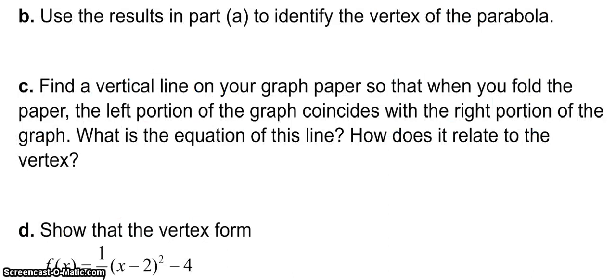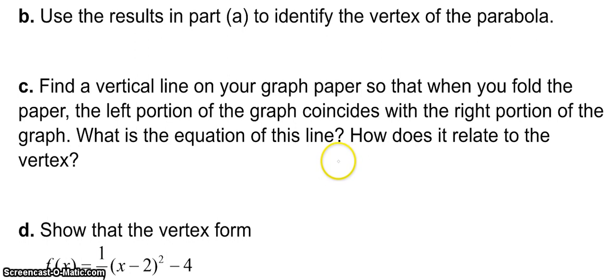Okay, hold on. Now we want to use the results of what we just did in part A to identify the vertex of the parabola. That's something we've talked about before. From the graph, you should be able to do that, as well as from the table. And then I want you to find a vertical line on your graph so that when you fold the paper, the left portion of the graph coincides with the right portion of the graph. What's the equation of this line? And how does it relate to the vertex?